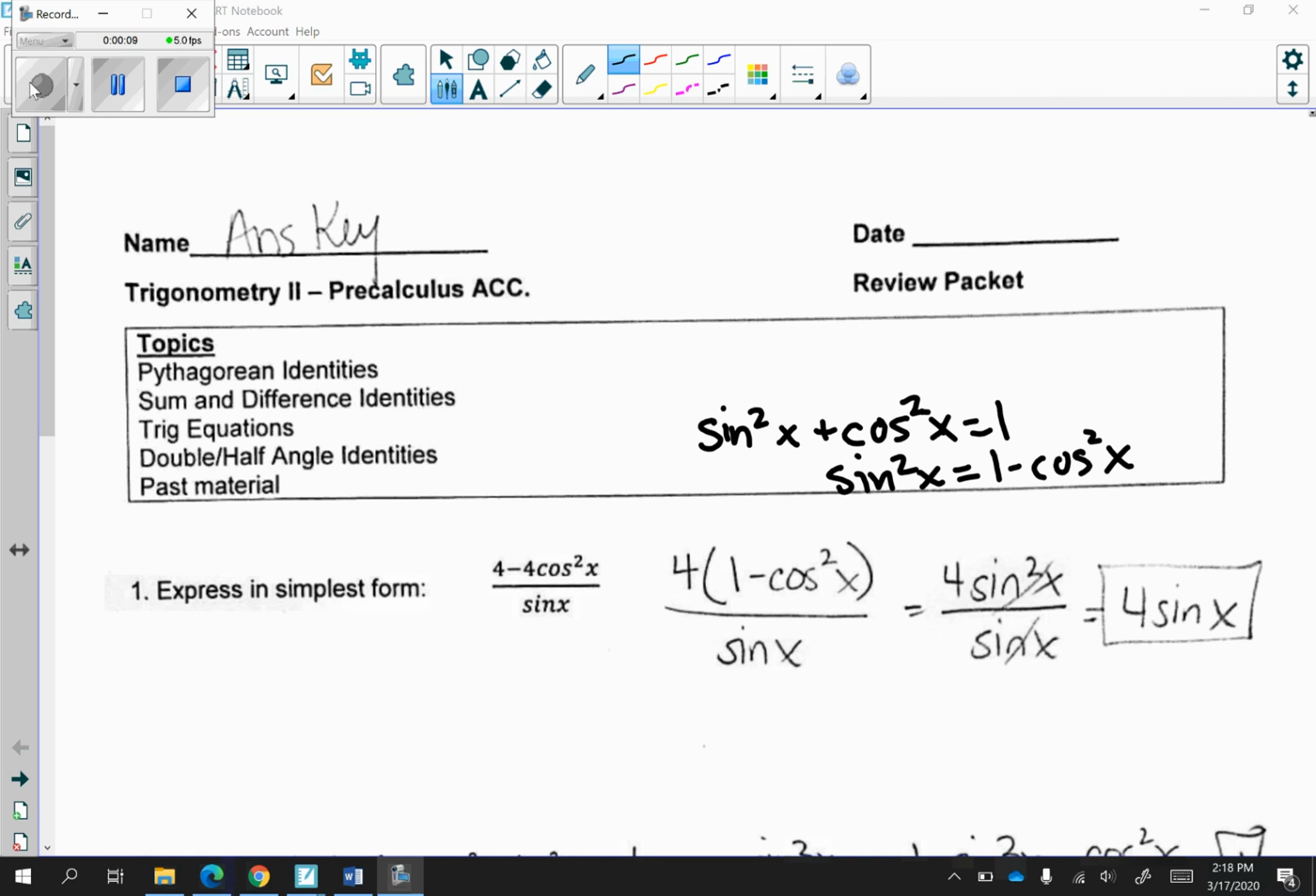The first question is express in simplest form 4 minus 4 cosine squared x over sine x. The first thing I did was factor out the 4. 4 times 1 minus cosine squared x over sine of x. Remember your Pythagorean identity, sine squared x plus cosine squared x is equal to 1. 1 minus cosine squared x is equivalent to sine squared x, so that was replaced in. The sines go away, and I'm left with 4 sine of x.